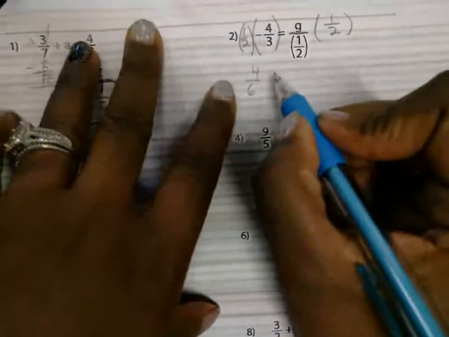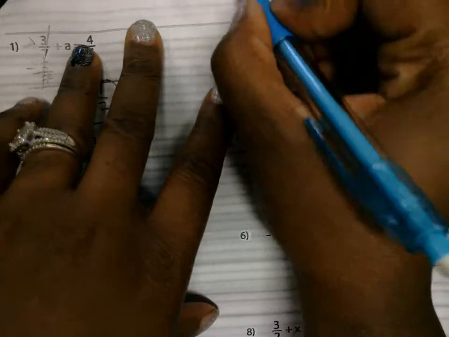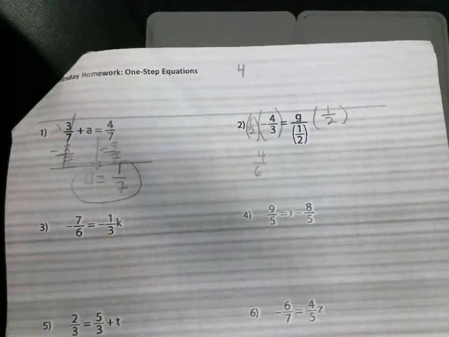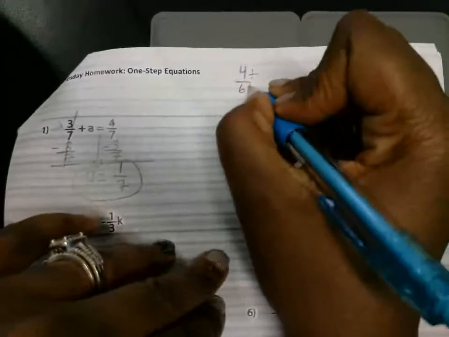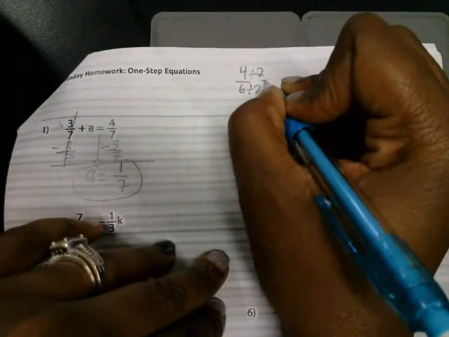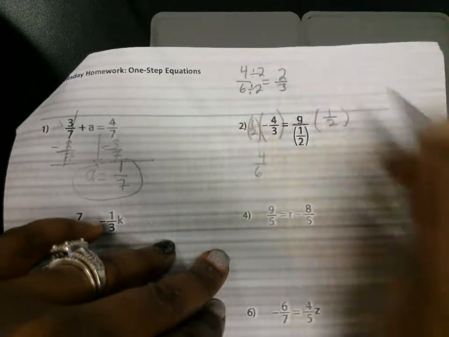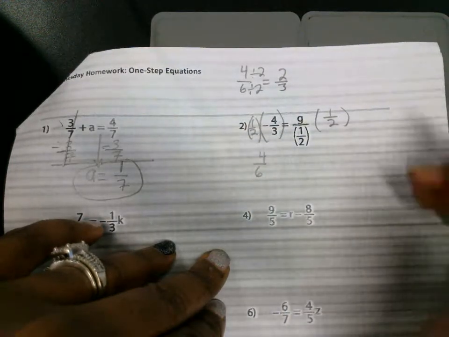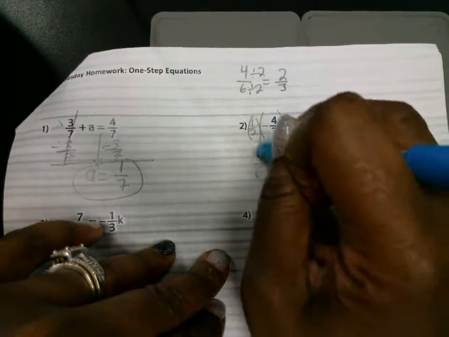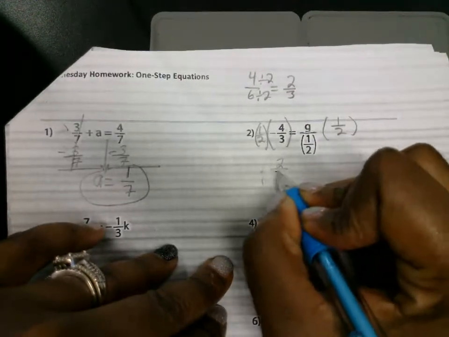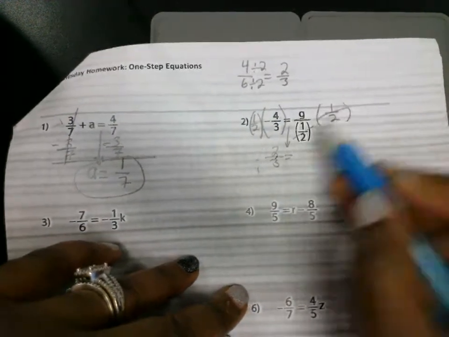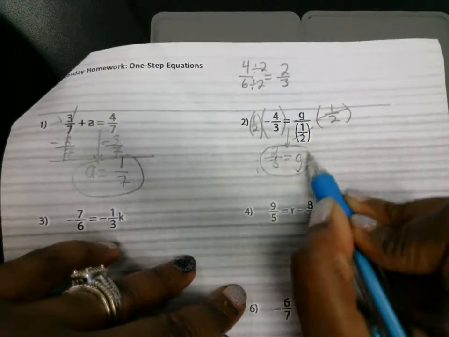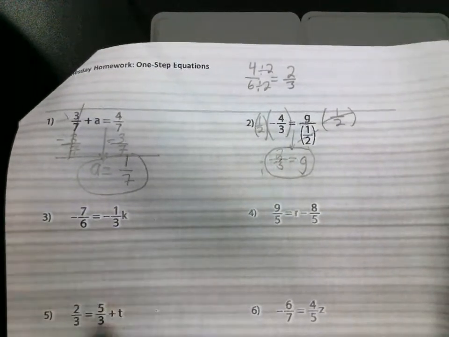I'm going to reduce this fraction here. When I reduce this fraction, 4 over 6, I'm going to divide both the top and the bottom by 2. That gives me 2 over 3. So this is 2 over 3. Bring down the equal. When I multiply, this cancels out, and I'm left with just g. Let's do the next one.